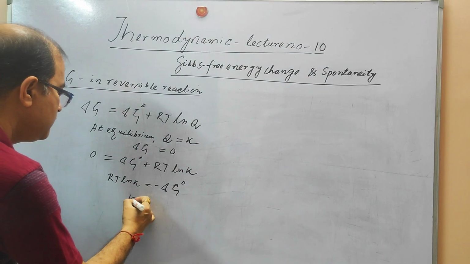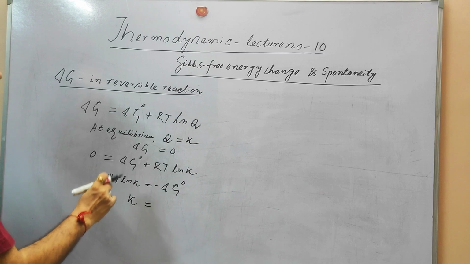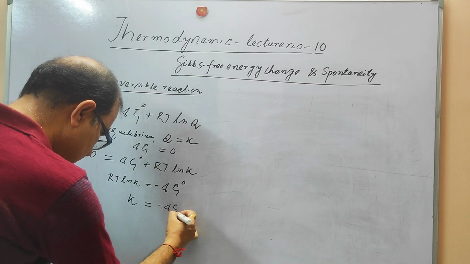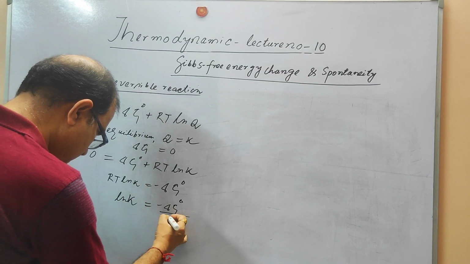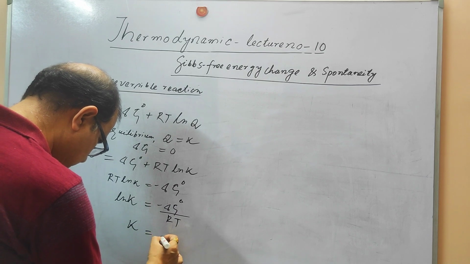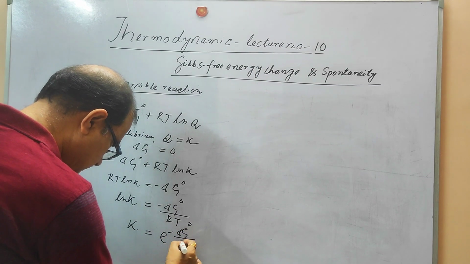From this we can calculate the equilibrium constant of this reaction, which is given by ln K equals minus delta G0 by RT, and K is equal to e to the power of minus delta G0 by RT.